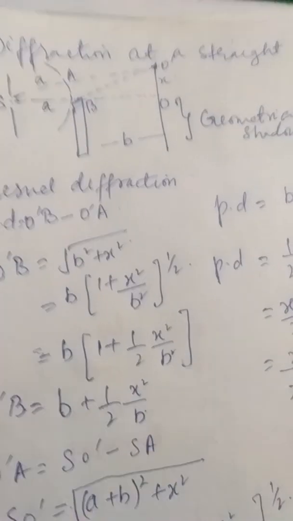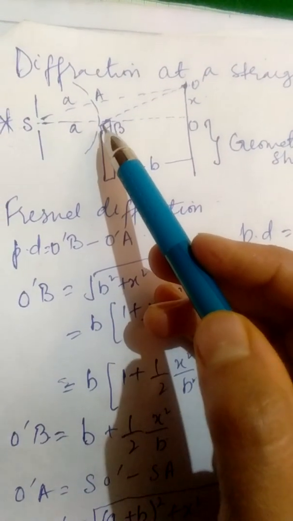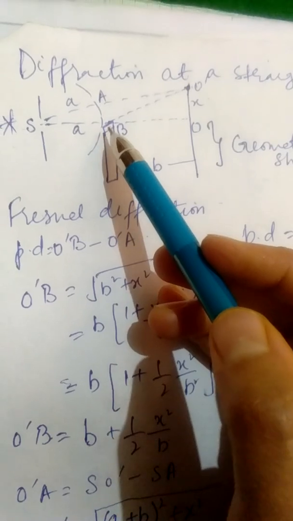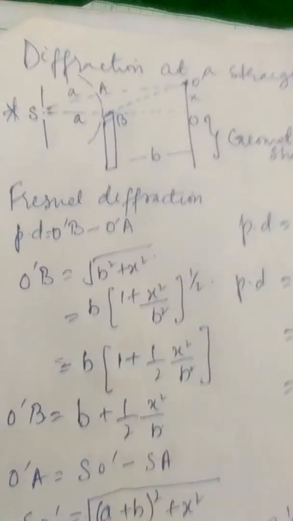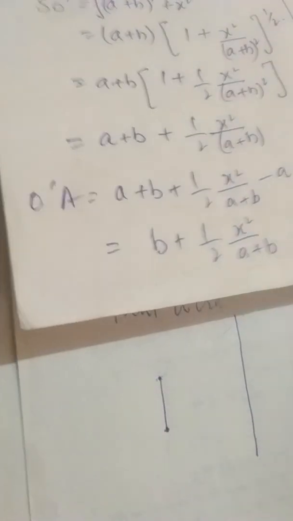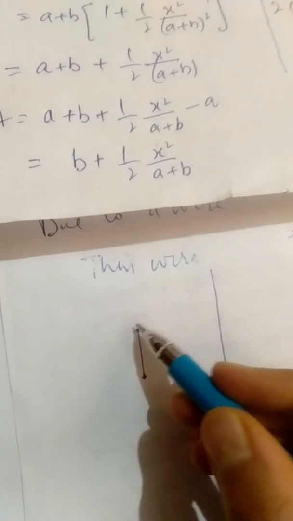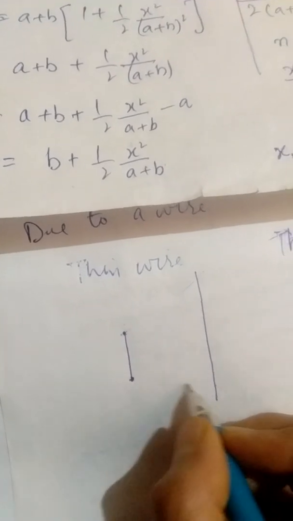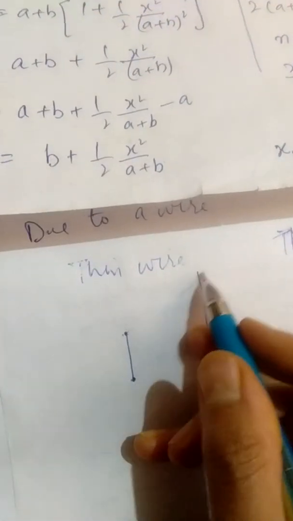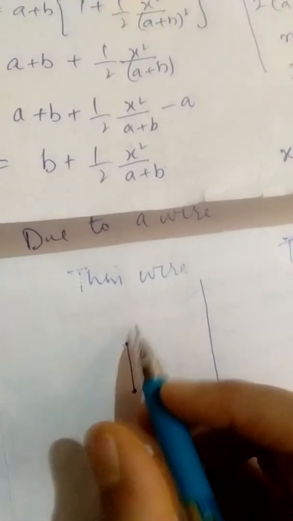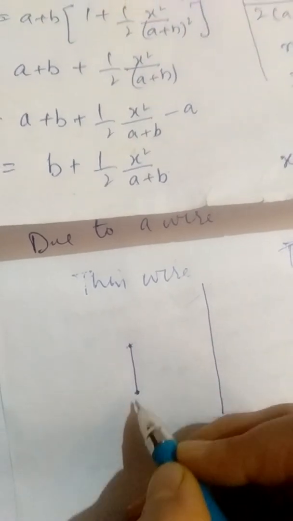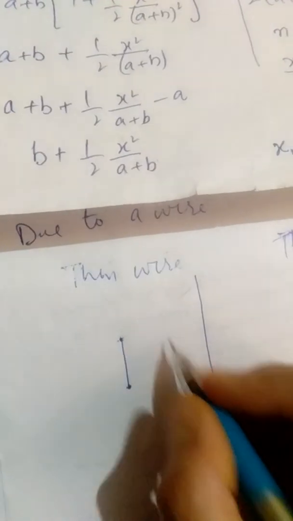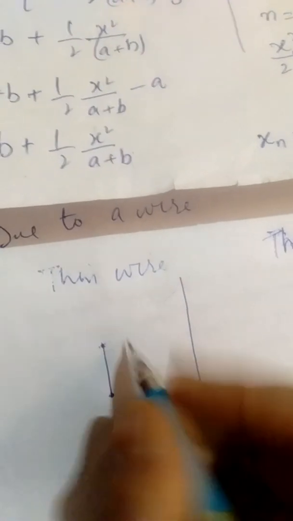Remember, in this case, this is a diffraction due to one edge only. But in case of a thin wire, two points on the wire can act as two edges, right? So you will have a diffraction pattern on this side and a diffraction pattern on this side. But since these are acting as point sources, these are coherent. They will also produce an interference pattern in this region.